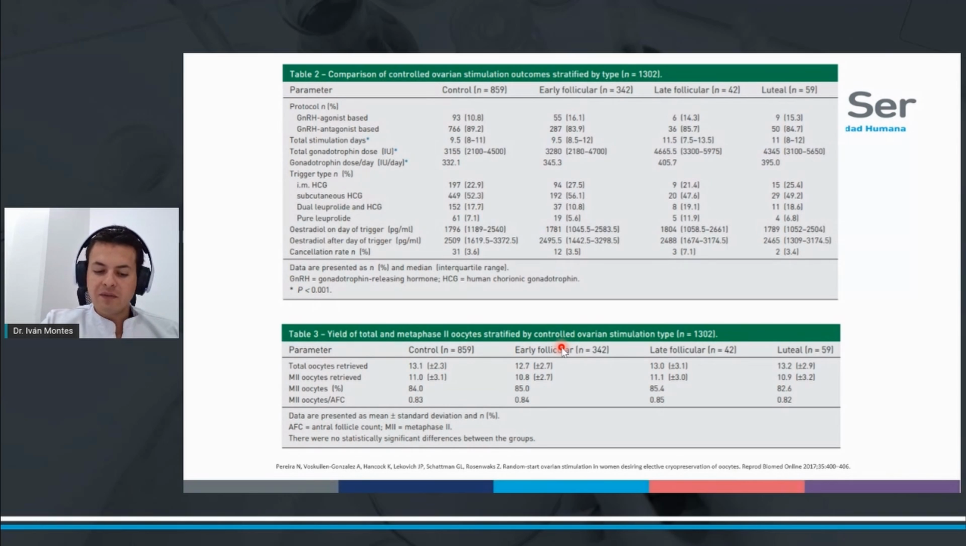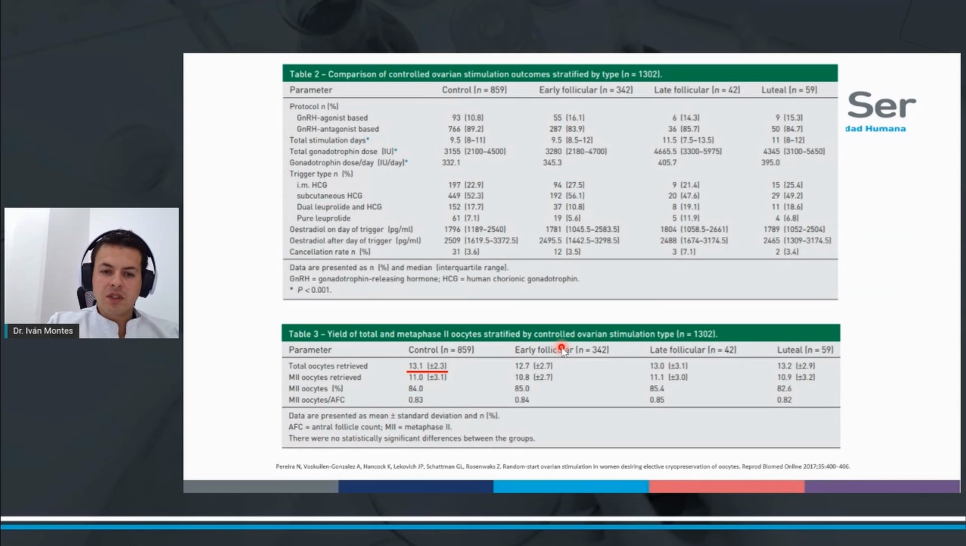However, some studies have demonstrated that the random start doesn't have better results in terms of mature oocytes, but neither a worse outcome, as in this study from Pereira et al., where they took patients with non-cancer diagnosis and randomized them between the moment of the COS start.